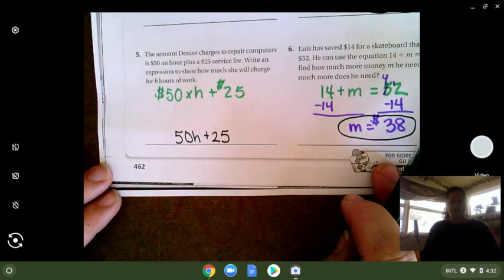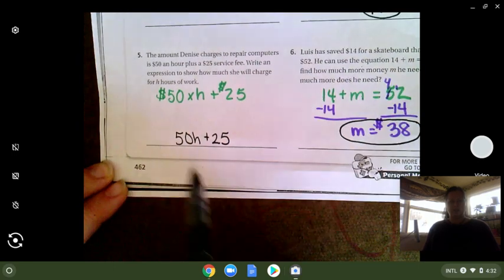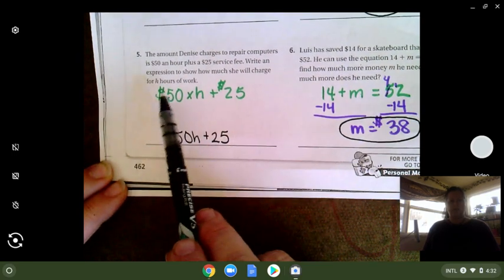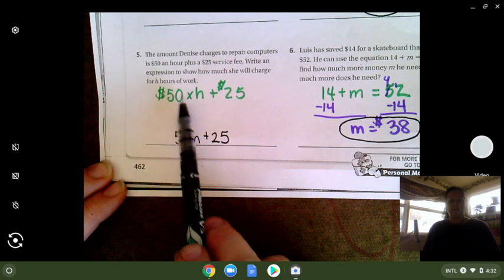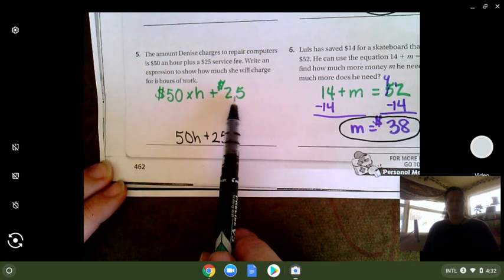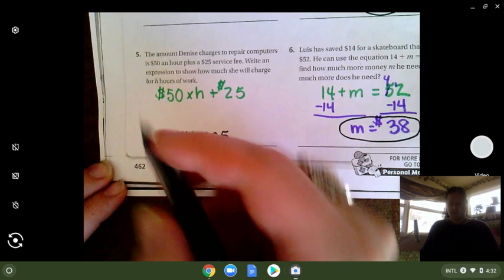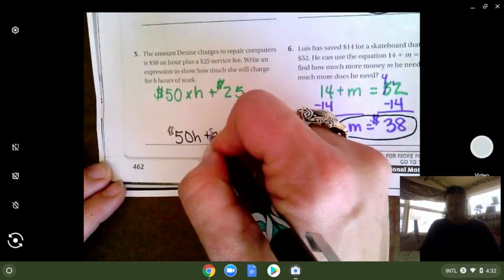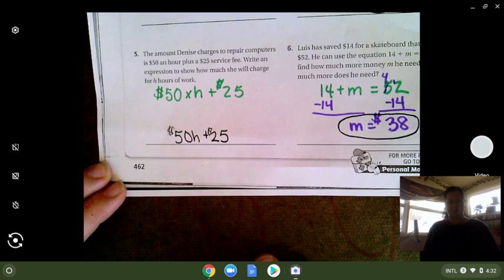The amount Denise charges to repair computers is $50 an hour plus a $25 service fee. Write an expression to show how much she will charge for 8 hours of work. So we have $50 an hour times the hours plus the $25 service fee. That is our expression.